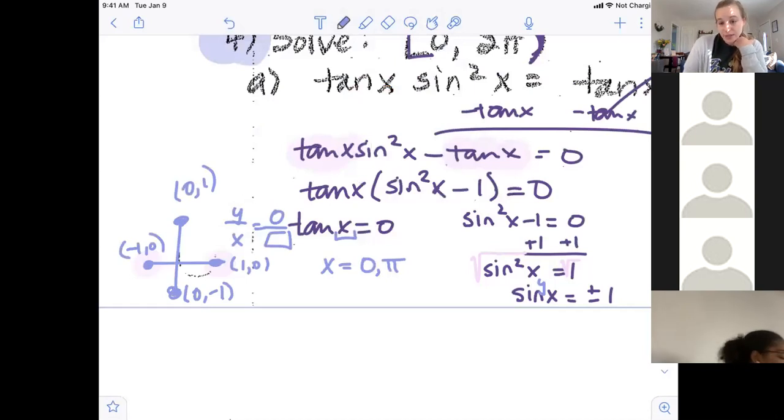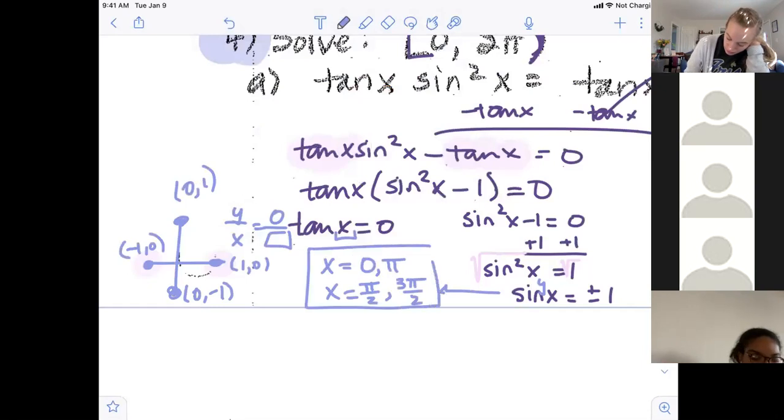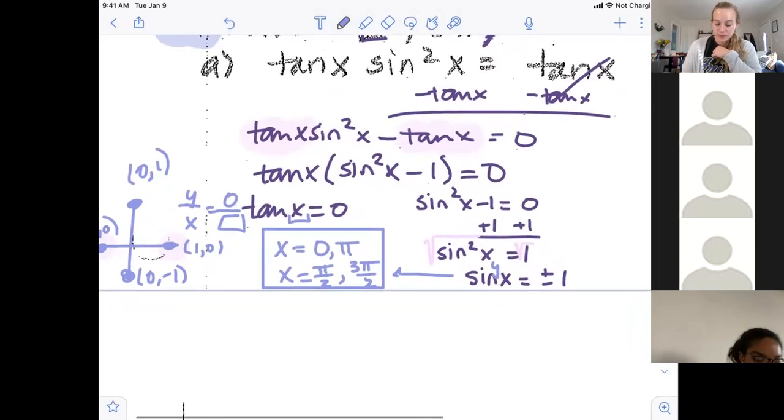Well, I don't want my answers in terms of degrees. I want them in terms of radians. So I'm going to write my answer over here, and the answer in terms of radians for 90 is pi over 2, and my answer in terms of radians for 270 is 3 pi over 2. So those are my answers for this problem.